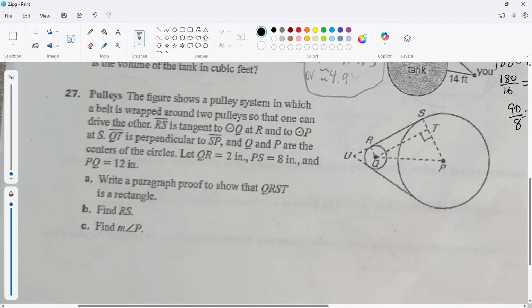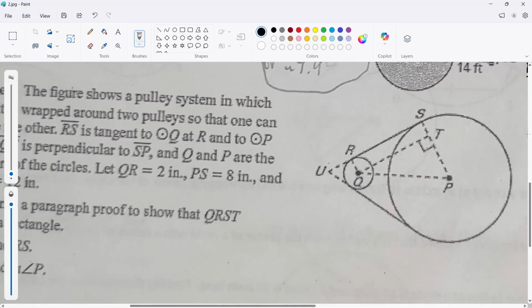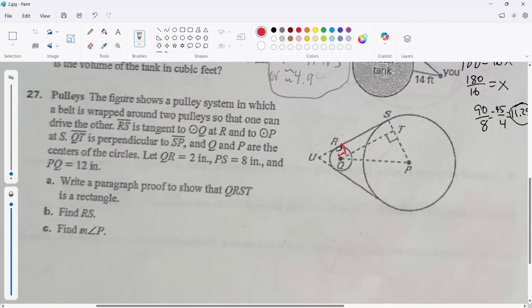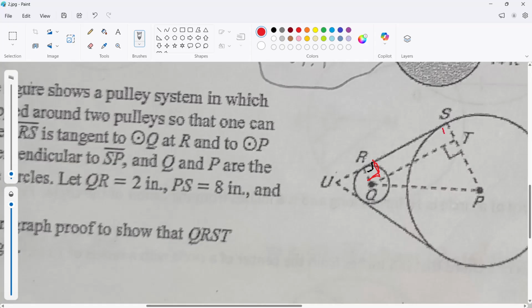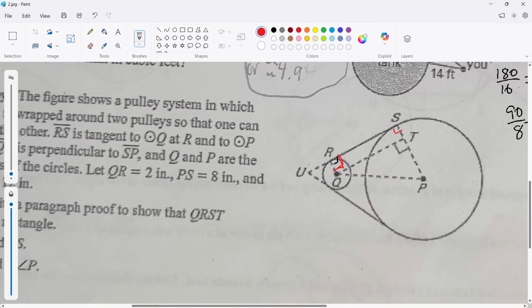I'm choosing 27. Pulleys. The figure shows a pulley system in which a belt is wrapped around 2 pulleys so that one can drive the other. RS is tangent to circle Q at R. So that means if it's tangent, and that's a radius, that's a 90-degree angle. And I'm going to write this in red. So there's a 90-degree angle. And to circle P at S. So this is a 90-degree angle at S. QT is perpendicular to SP. Well, they've already drawn that in, but that means this angle is also a right angle.